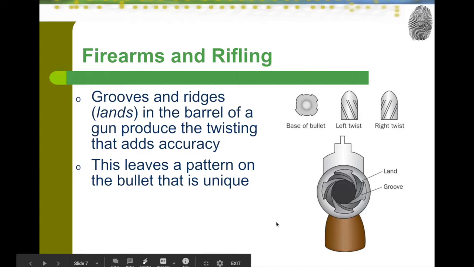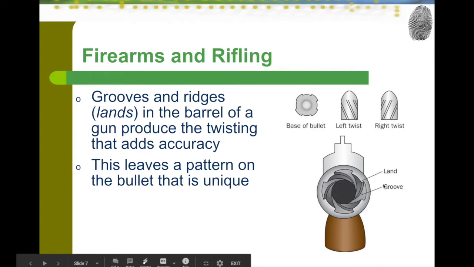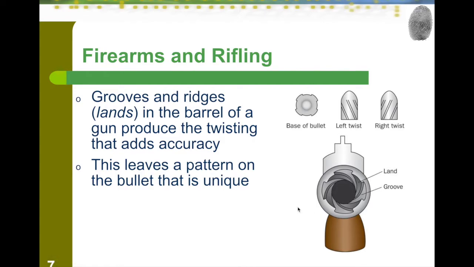Firearms and rifling. So, this beautiful cartoon here is you looking down the barrel of a gun. The grooves and ridges, or lands as we call them, in the barrel of the gun produce a twisting that adds accuracy. This leaves a pattern on the bullet that is unique. So the inside of each gun is unique. Even the same type of gun might be mass produced, there are going to be uniquenesses inside those lands and grooves that you're going to be able to determine from some forensic investigation, that you can narrow down which gun has shot which bullets, even if it's the same kind of gun.